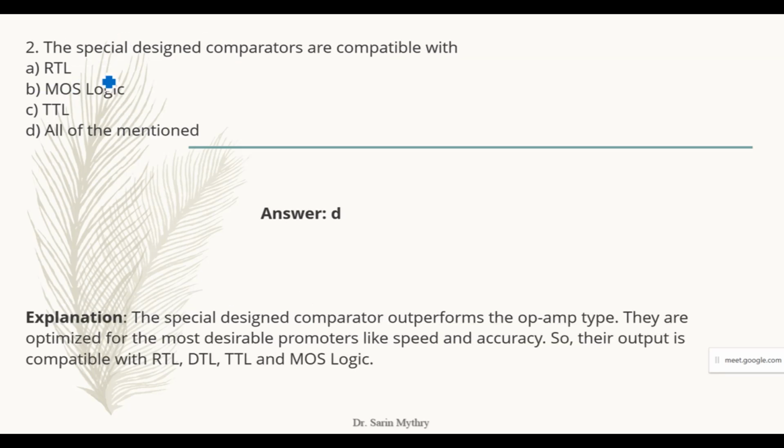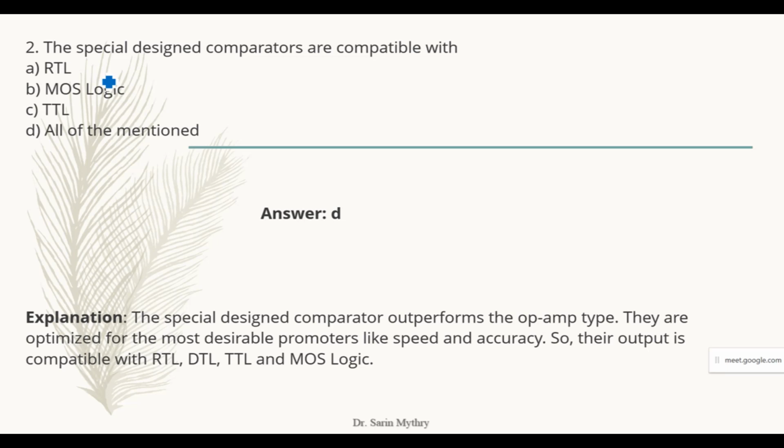Second one: the specially designed comparators are compatible with different kinds of options: RTL, that is register transfer logic, MOS logic, TTL, and all of the mentioned. So we are talking now about the comparators. In RTL we'll be doing some comparisons, register transfer logic. In MOS logic also we'll be using the comparators. TTL means transistor logic. In all these different kinds of logics, we are using the comparators. So it's a compatible one.